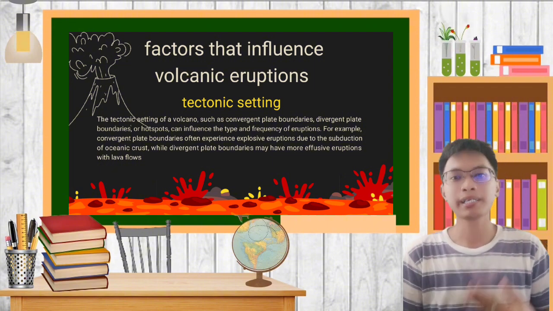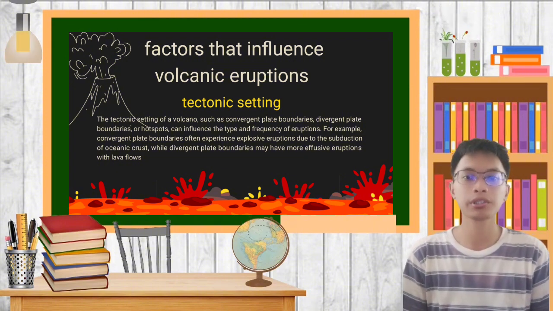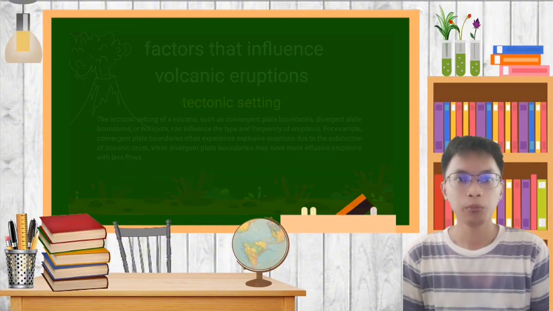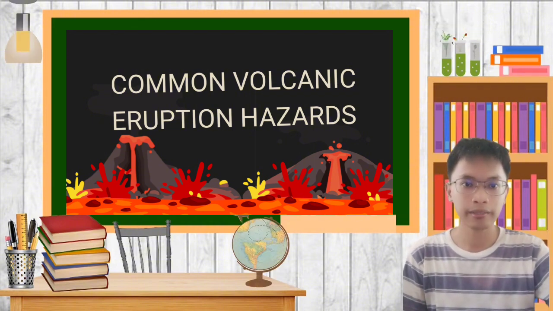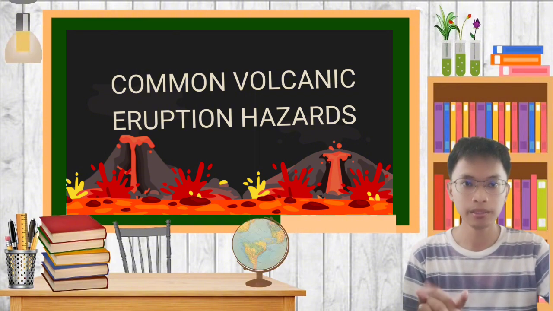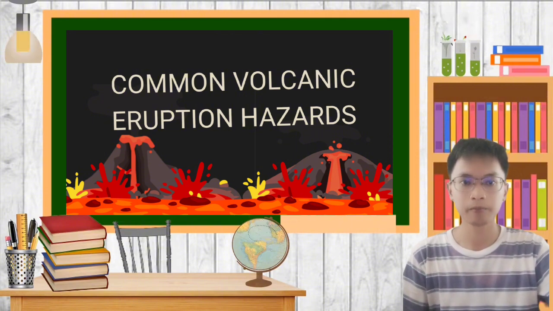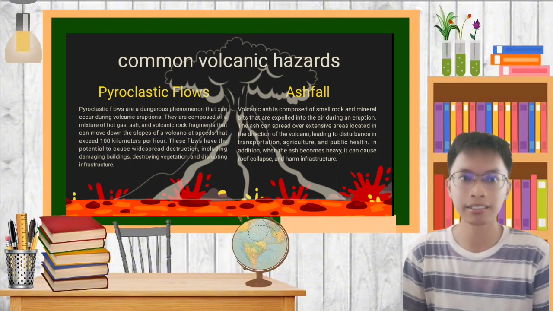Now that we know what is a volcano, how do volcanoes erupt, why do volcanoes erupt, and the different factors that influence the volcanic eruption, let's proceed to our last topic, which is the different common volcanic hazards. I provide 7 common volcanic hazards, which are the pyroclastic flow, ashfall, lahar, lava flow, volcanic gases, volcanic debris avalanches, and the volcanic tsunami. Now, let's start with the first one, which is the pyroclastic flow.